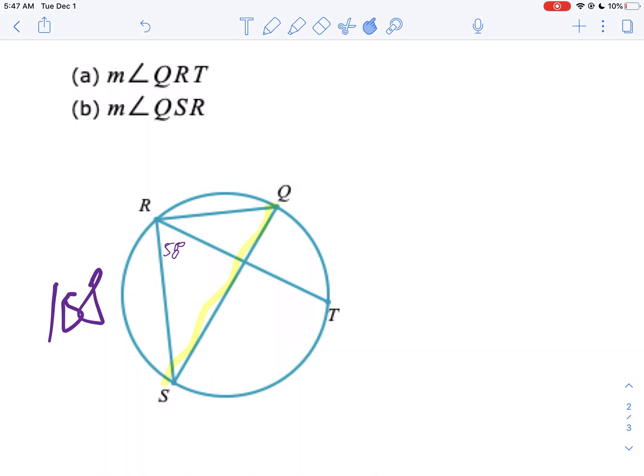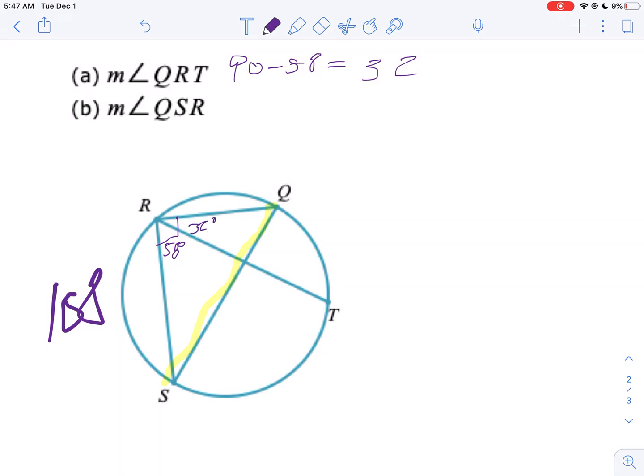Well, since Q to S is a diameter, we know angle QRS is a 90-degree angle. So in other words, the measure of angle QRT is going to be 90 minus 58. Let me see. 10 minus 8 is 2. 8 minus 5 is 3. So 32 degrees.